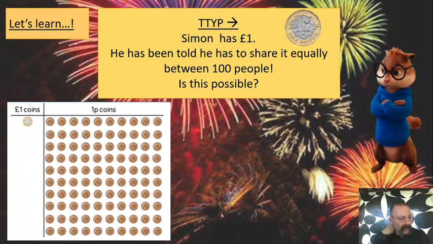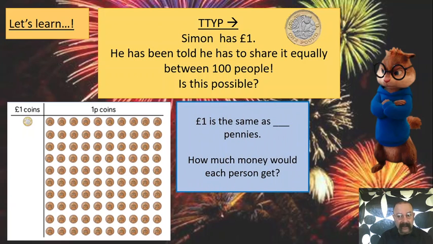So here's Simon's pound coin, and here are the 1p coins. So how many coins would each person get? So £1 is the same as how many pennies? Okay, so £1 is the same as 100 pennies. How much would each person get? So each person should get 1p.